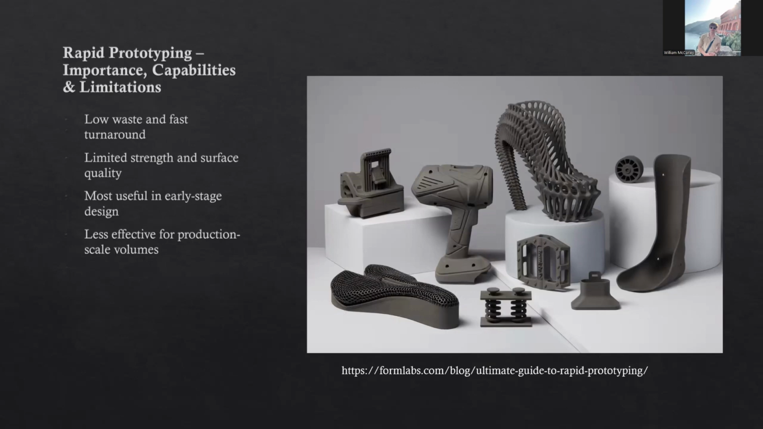So this image shows an example of different 3D printed parts for rapid prototyping that allow engineers just to test out different ideas, see what works, see what doesn't. But as far as the capabilities and limitations go, limited strength, like I said, but that doesn't always really matter. The importance is fast turnaround and low waste.